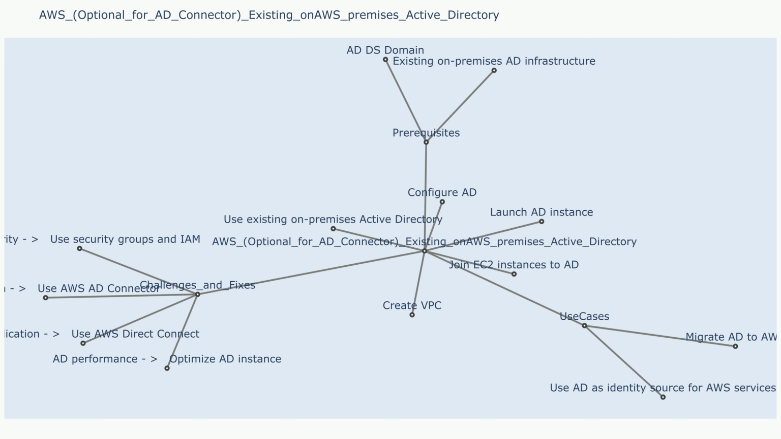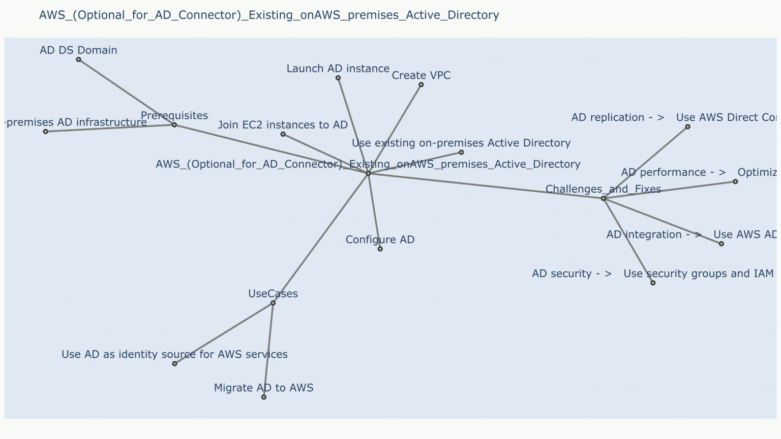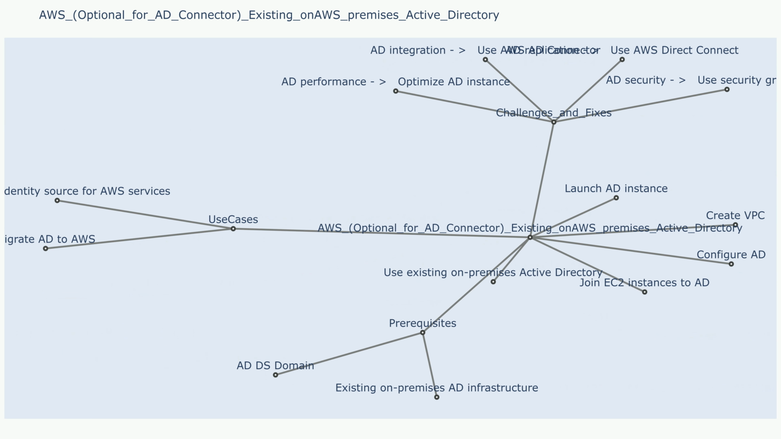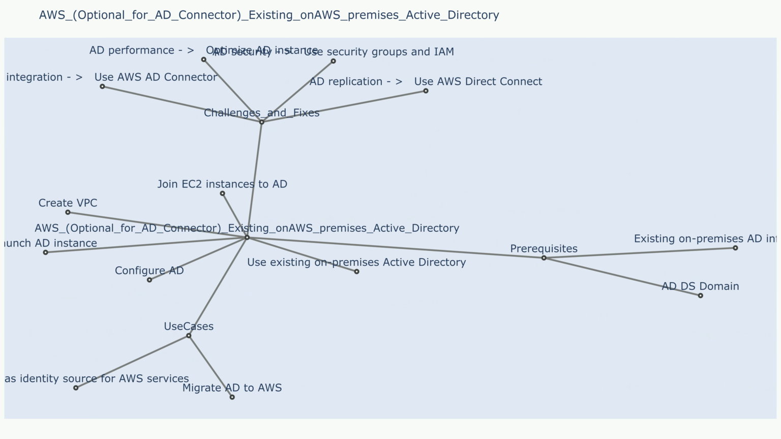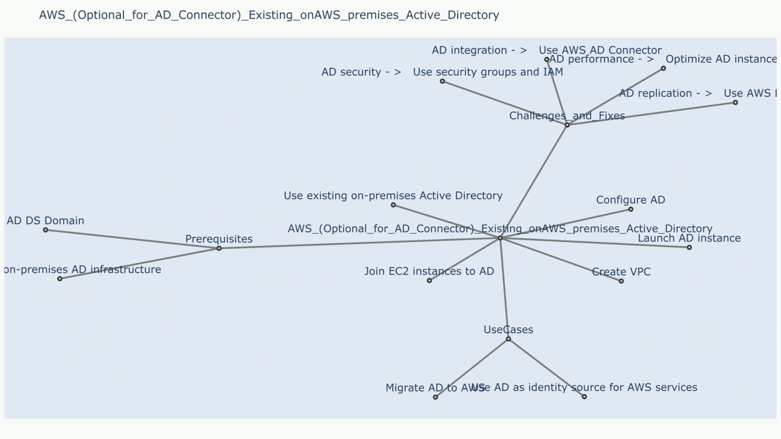AWS optional for AD Connector: existing on-premises Active Directory on AWS. Description: use existing on-premises Active Directory Domain Services, add DS as an identity source for AWS services. Prerequisites: AD DS domain and an existing on-premises Active Directory domain. Existing on-premises AD infrastructure: a functioning Active Directory infrastructure with domain controllers, DNS servers, and other necessary components.